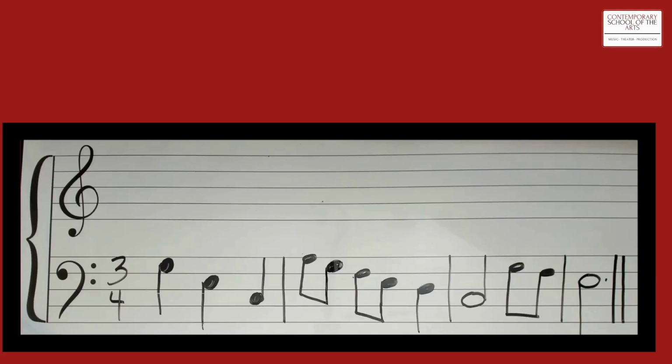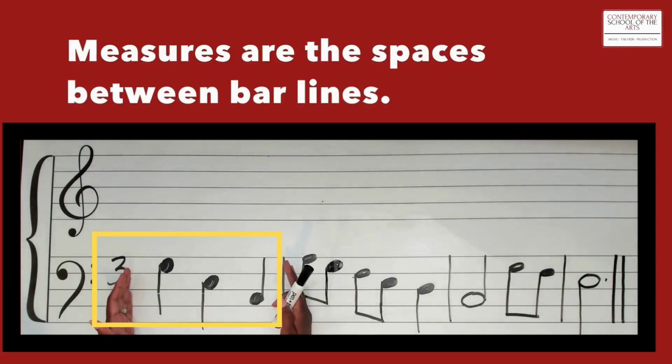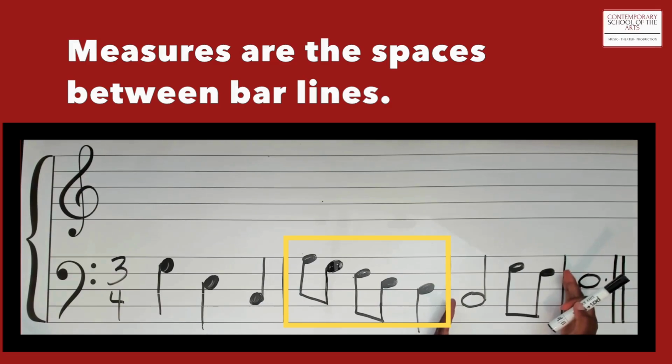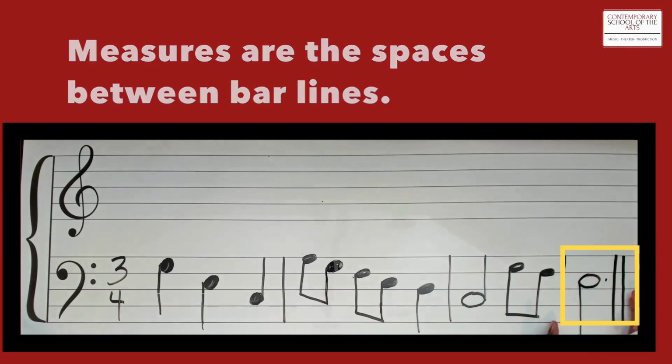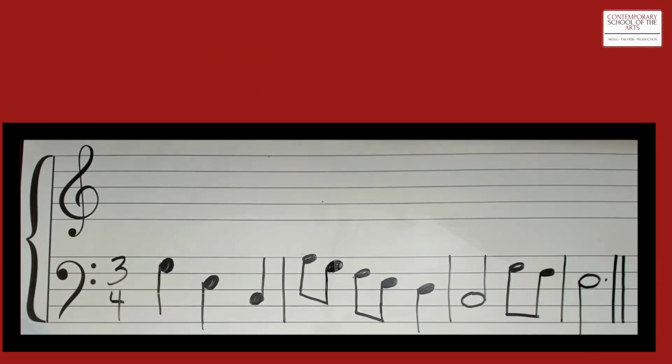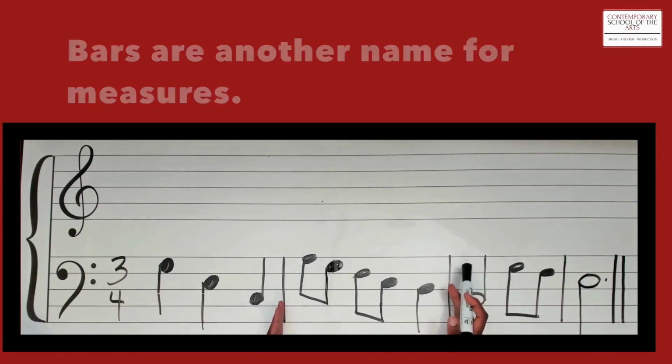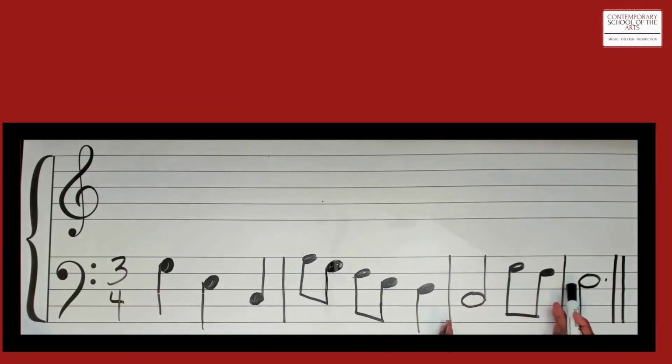Music is divided into measures. This is a measure, this is a measure, this is a measure, and this is a measure. You may also hear the term used as bars. So measures and bars are the same thing. So this would be bar 1 or measure 1. This would be bar 2 or measure 2, measure 3 or bar 3, measure 4 or bar 4.